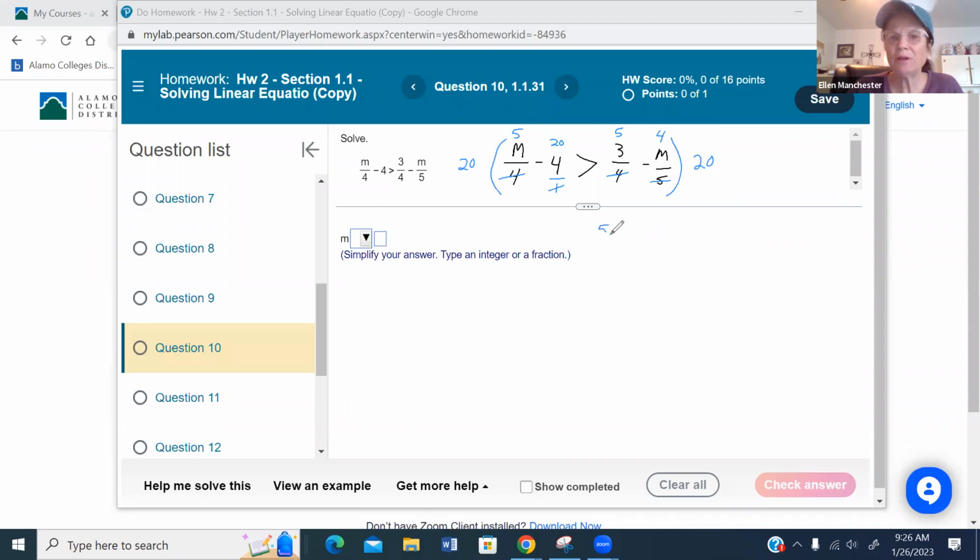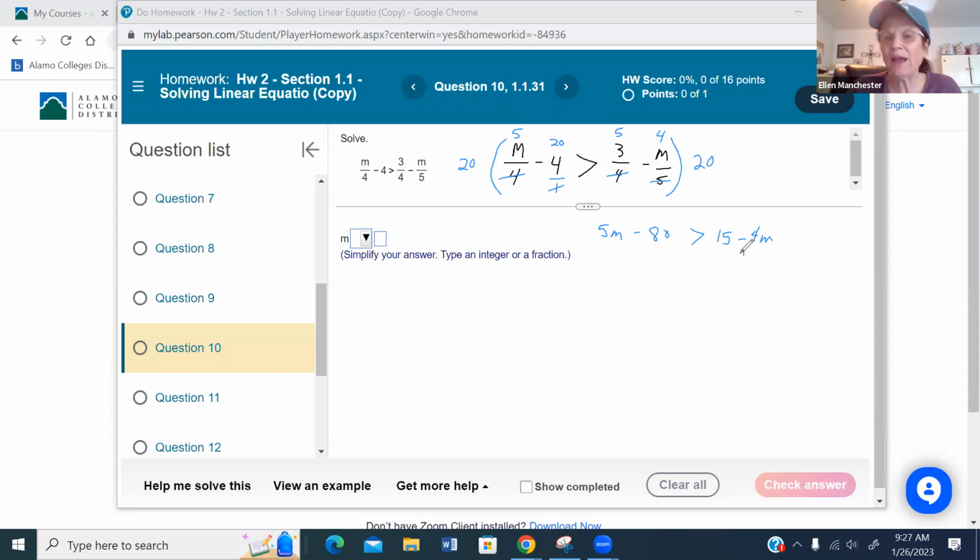5 times m is 5m. 20 times 4 is 80. Inequality sign. 5 times 3 is 15. And 4 times m is 4m. And now I have a straight equation. Now it's just a matter of your algebra skills, moving the m's to one side, the numbers to the other, and then we'll solve it.